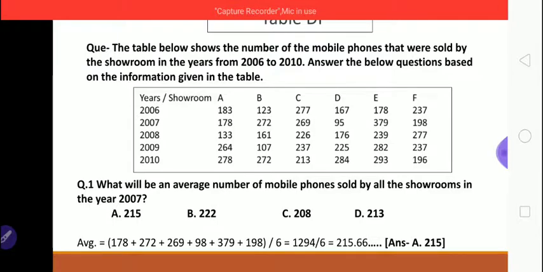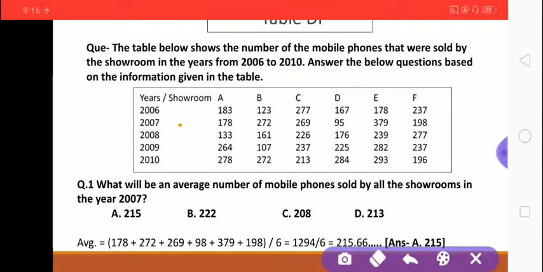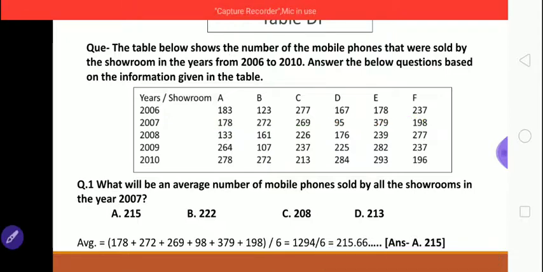So add all these numbers in 2007, divided by 6, and you will get the value as 215.66. So in the options there is 215, which is closely matching this answer. Therefore option A will be correct. 215 average mobile phones were sold in 2007 by all the showrooms. So this is the answer of the first question.